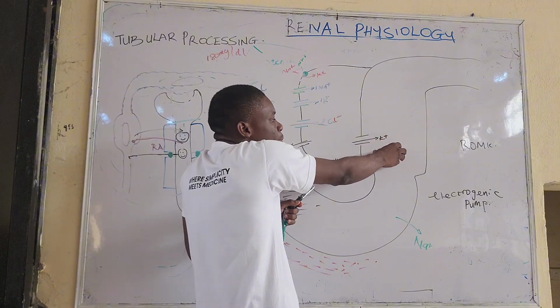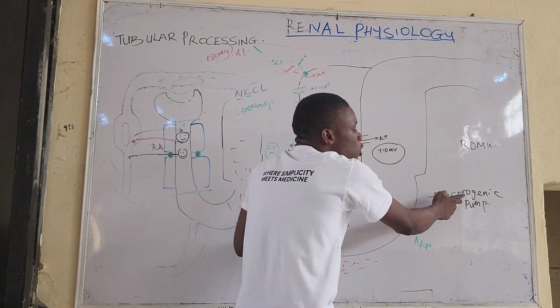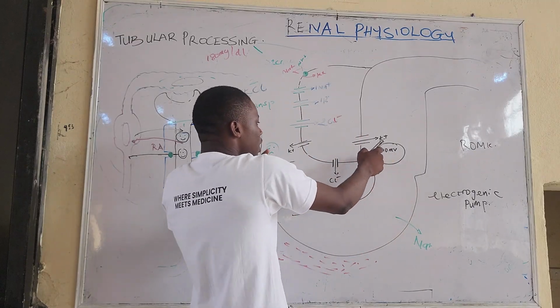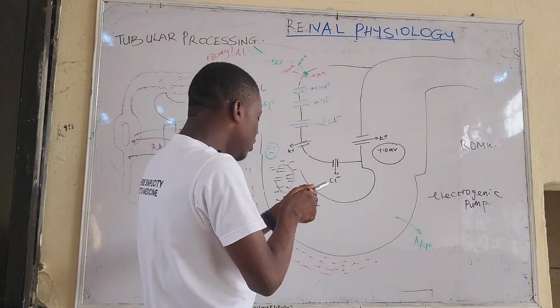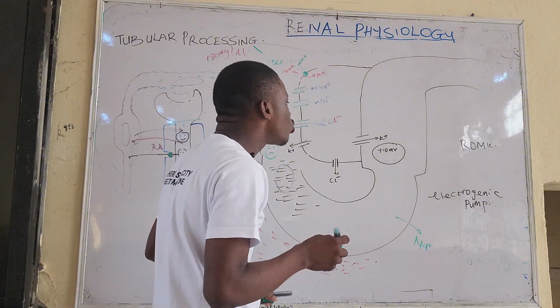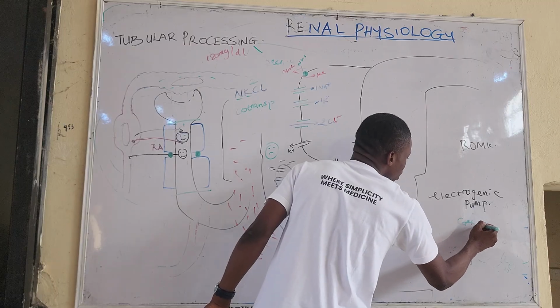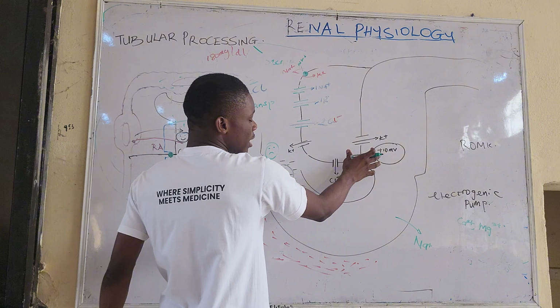So this potassium that enters this tube brings about an electric nature into this lumen. That's why we call it an electrogenic pump, because it's bringing a positive charge into this lumen. Now, this positive 10 millivolts, what's it going to do? This positive 10 millivolts will help us to reabsorb substances like calcium and magnesium. Calcium and magnesium. Are you following me? This pump is what is helping us.